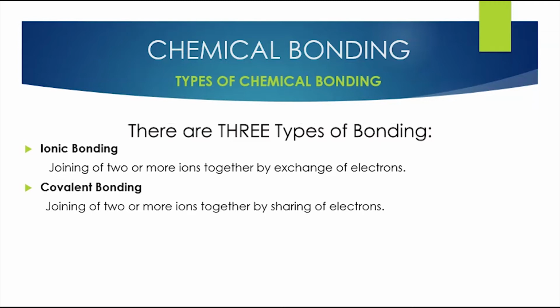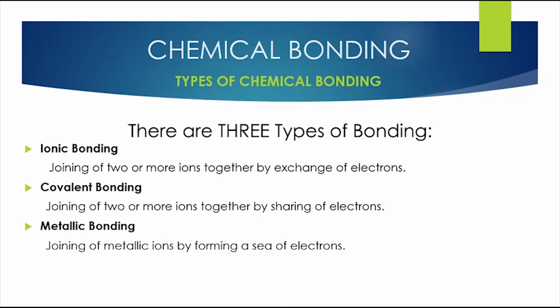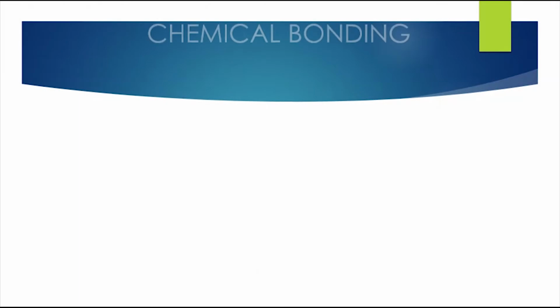Then the last but not least is metallic bonding. Metallic bonding is the type of bonding that occurs among metals. We won't go so much into detail on metallic bonding, but for ionic and covalent, it's a must. You need to know them and be able to represent these types of bonds. With that said and done, I'm sure now we can start looking at ionic bonding.